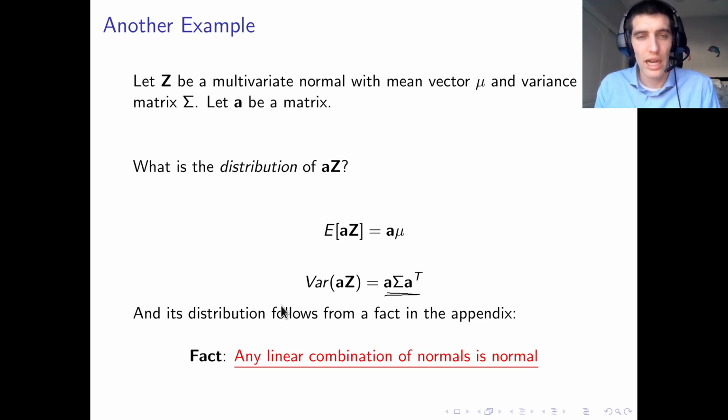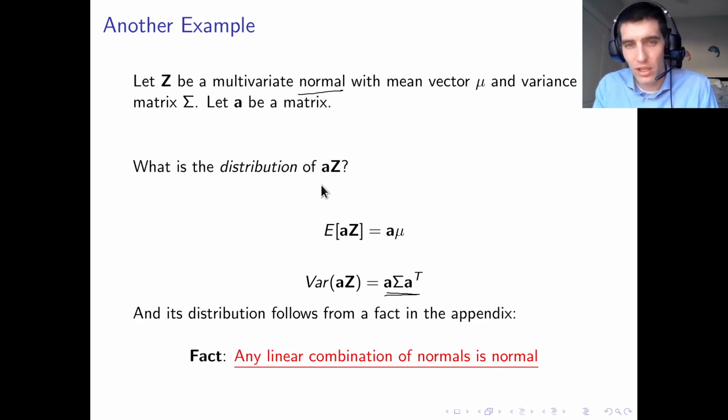However, because we're working with the normal distribution, we can recall the following fact from the appendix. This is the appendix we've been referencing in this class, the one that we posted on the course website, from Applied Linear Regression. The fact in the appendix, which we've used on the previous homework, is that any linear combination of normals is normal. If you give me a linear combination of normal random variables, it is again normal.